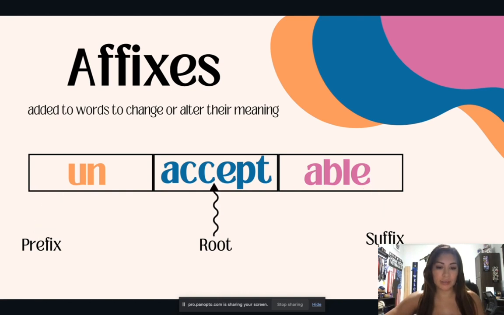The word unacceptable contains the prefix un, which means not, and the suffix able, which stands for capable of. So together, the word unacceptable would then form the meaning not being capable of accepting.